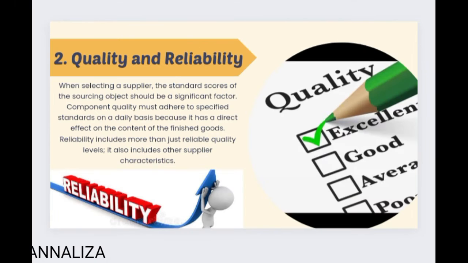Number 2 is quality and reliability. When selecting a supplier, the quality scores of the sourcing object should be a significant factor. For example, is the supplier's delivery lead time dependable? Otherwise, manufacturing will have to be suspended due to a shortage of supplies.